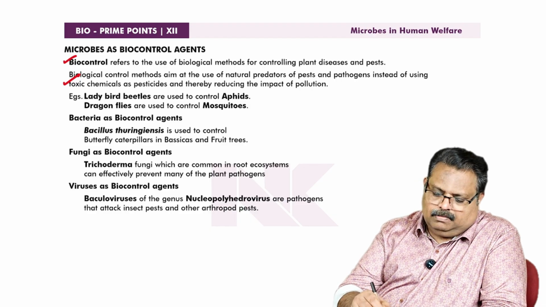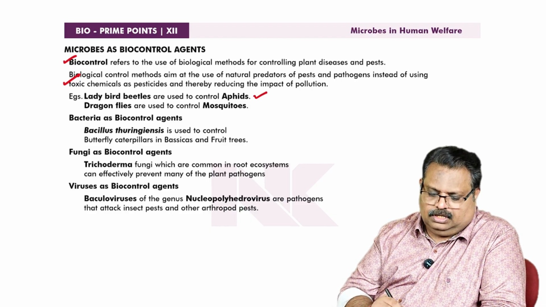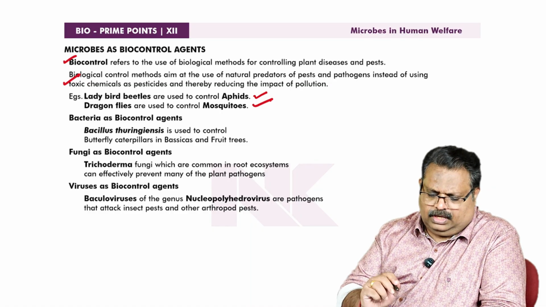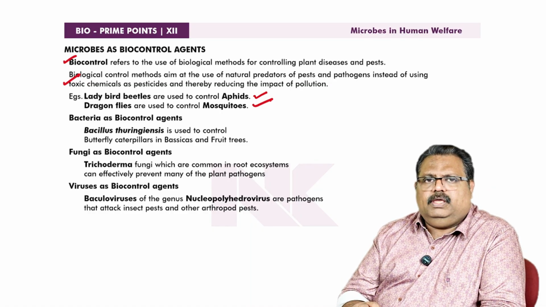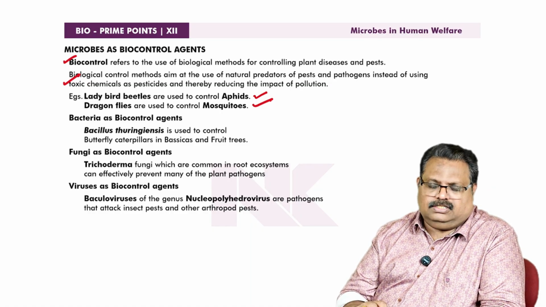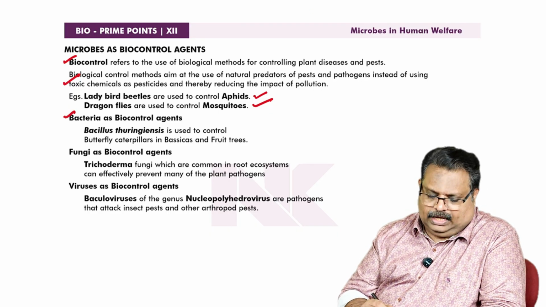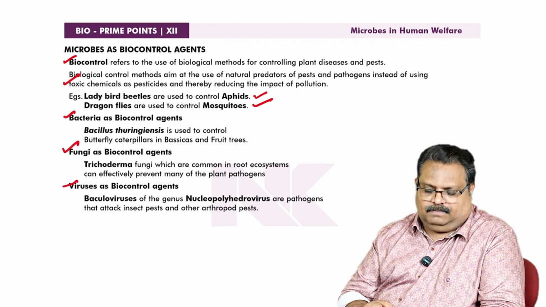Example, ladybird beetles are used to control aphids, dragonflies are used to control mosquitoes. So here, microbes can also be used as biocontrol agents. Three examples are there. Bacteria used as a biocontrol agent, fungi biocontrol agent, virus biocontrol agent.